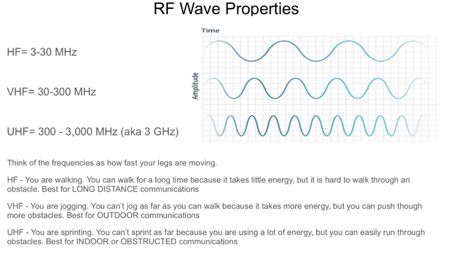UHF is like you're sprinting. You can't sprint as far because you're using a lot of energy, but you can easily run through obstacles. The best way to think about this is that it's best used for indoor, obstructed communications, to penetrate concrete walls or obstacles that these waves need to get through.